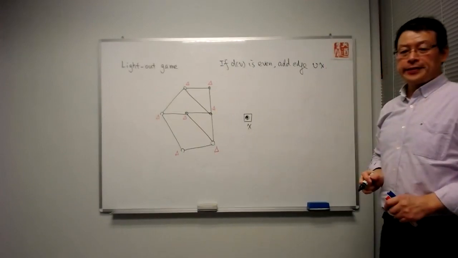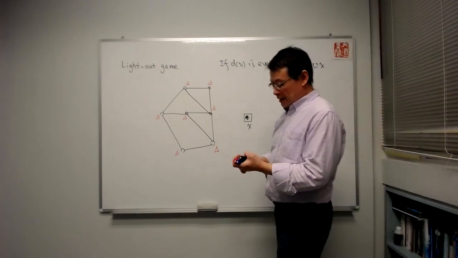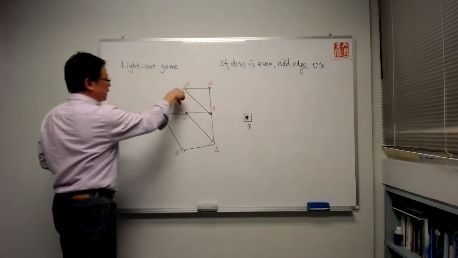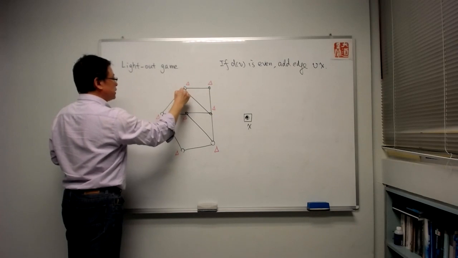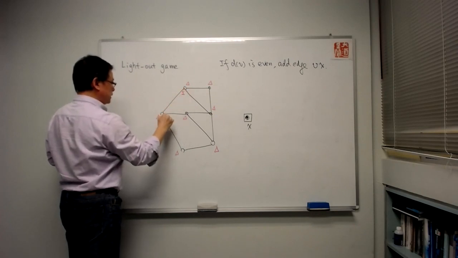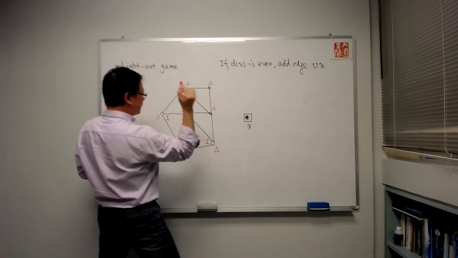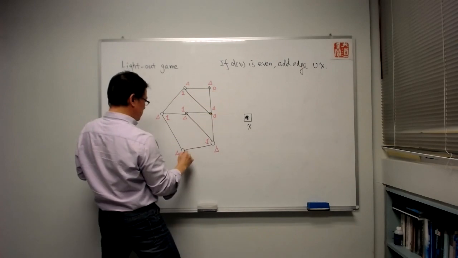All right. That's what we're going to do. So in this graph, let's see. Degree 3. So this one is degree 3. Okay. So let's use 1 to denote that its degree is odd, and 0 to denote that its degree is even. So 2, 4, and 2.